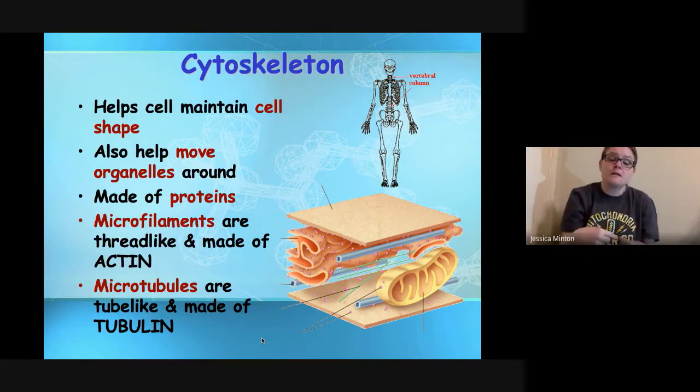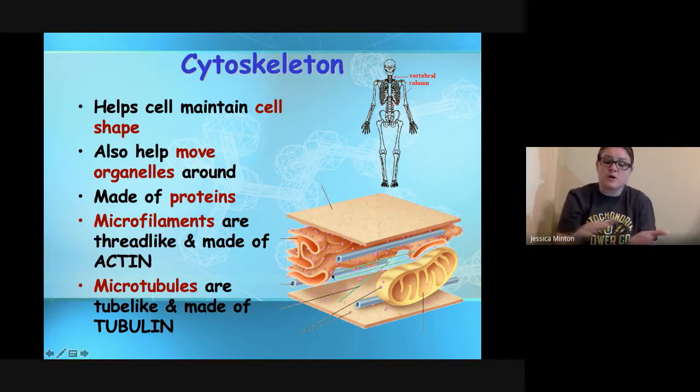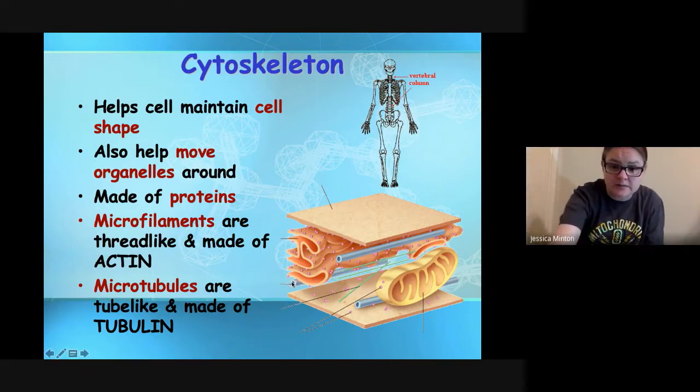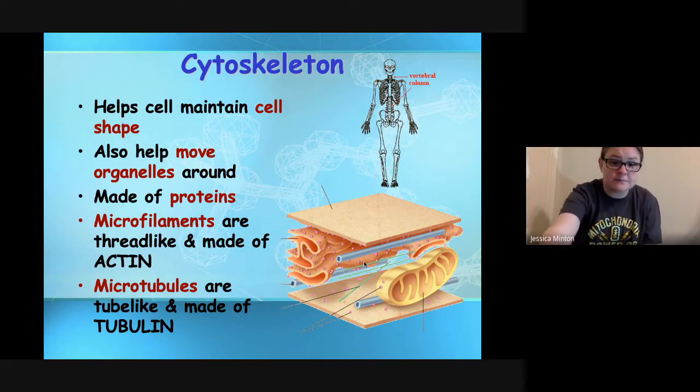So now, going back to the cytoskeleton, those microfilaments are thread-like. They're made of actin. Then you've got these microtubules, and they're going to be these parts that are going to help maintain the cell. So one is going to be tube-like and made of tubulin, and one is going to be more thread-like. You've got the threads here, and then you've got the tubes. Both of those are going to be important to hold that cell together.